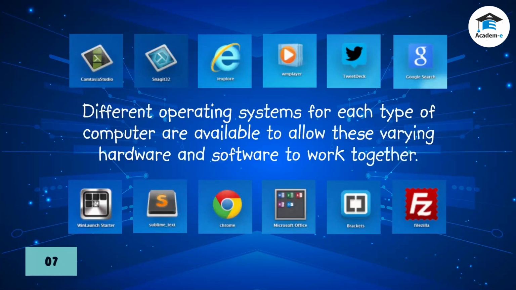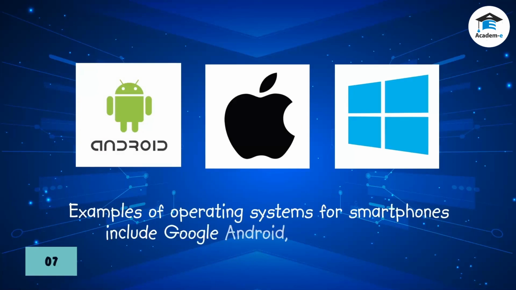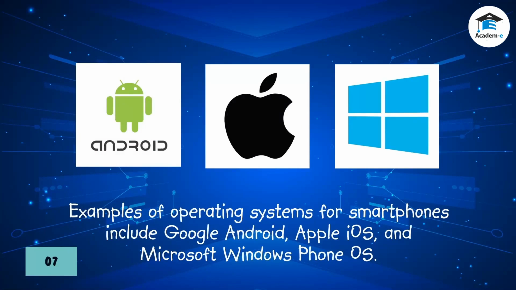Different operating systems for each type of computer are available to allow these varying hardware and software to work together. Examples of operating systems are Microsoft Windows, Linux, and Mac OS for laptop and desktop computers. Examples of operating systems for smartphones include Google Android, Apple iOS, and Microsoft Windows Phone OS.